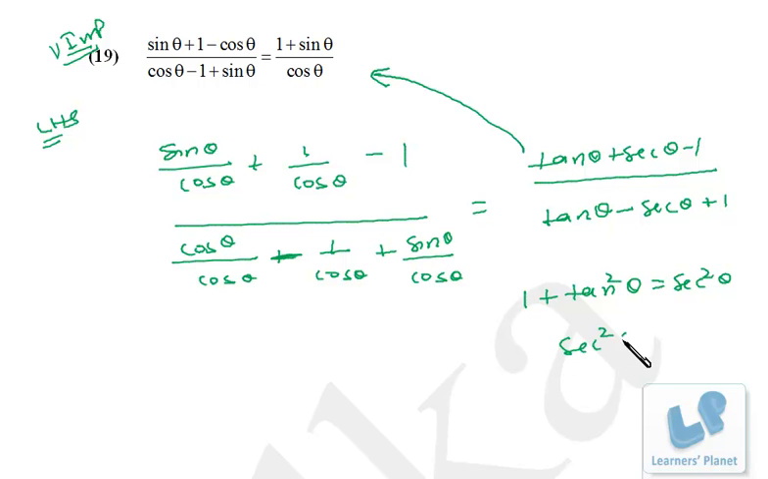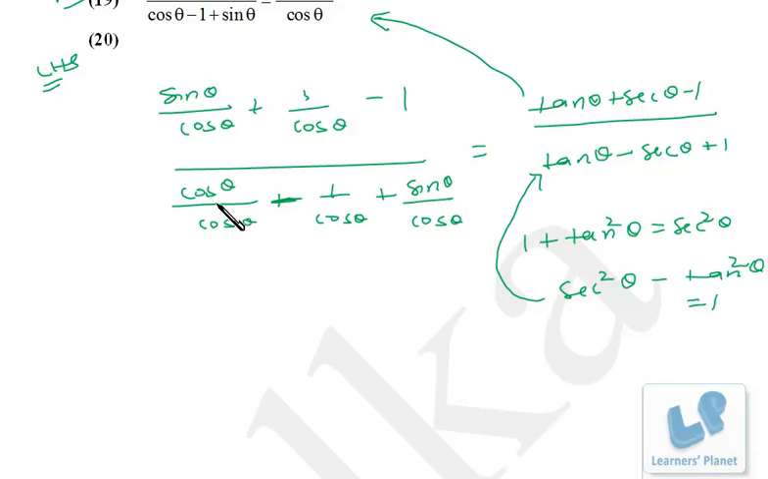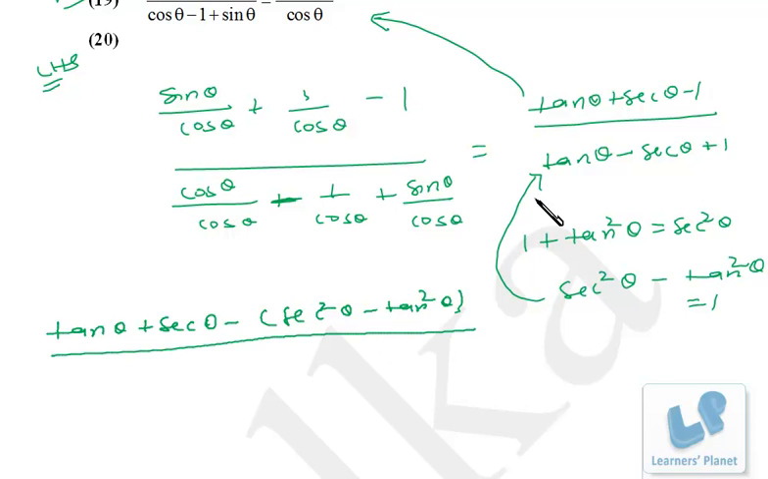That is sec square theta minus tan square theta, right? So that's 1. So I'll put the value of 1 over here in the numerator only. So that's why this problem is important, because you have to keep certain things in your mind, right? So I just put the value of 1 over here in the numerator. So that is tan theta plus sec theta minus (sec square theta minus tan square theta). But in the denominator we are having tan theta minus sec theta plus 1.